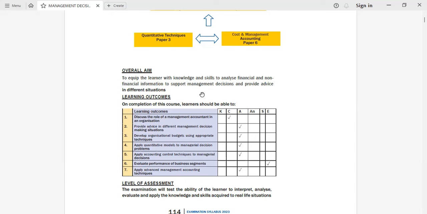So having seen the learning outcomes, let's look at the level of assessment. We need to look at the level of assessment, and this is always what the examiner is looking out for when someone sets the paper: what he or she is trying to examine or looking for in a student.